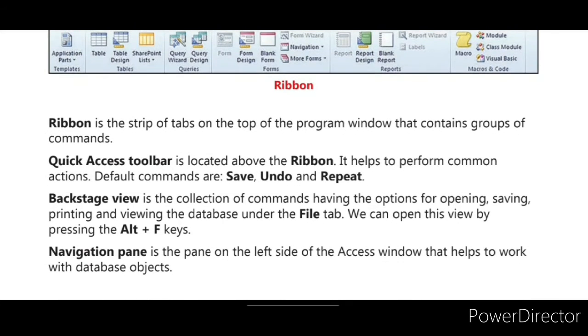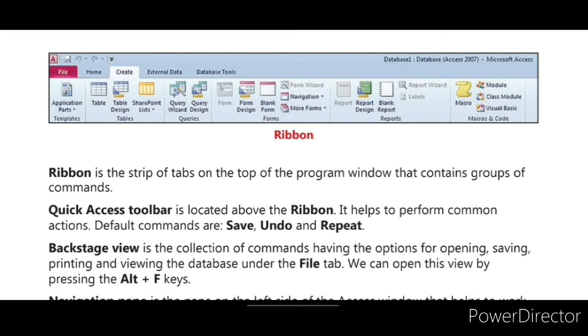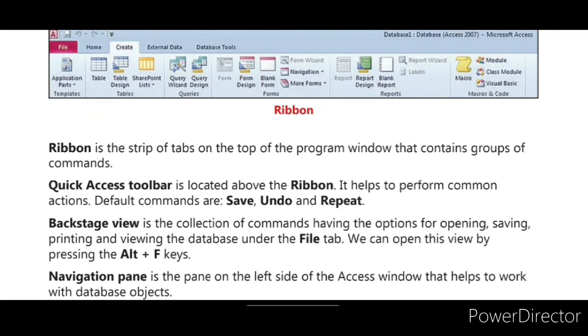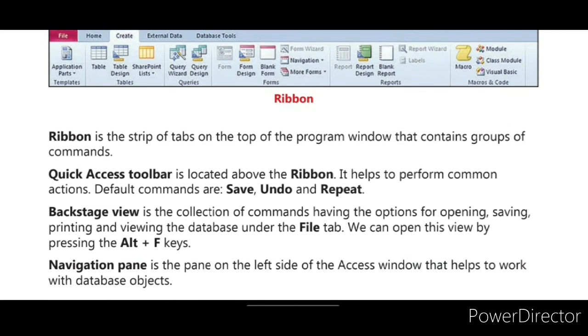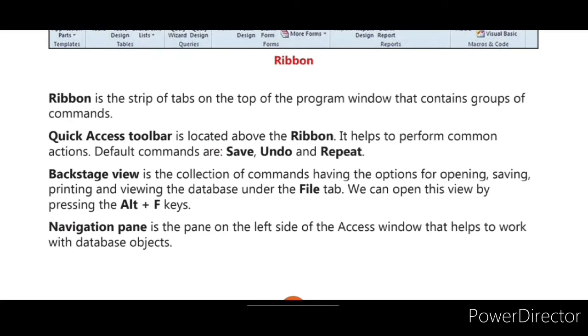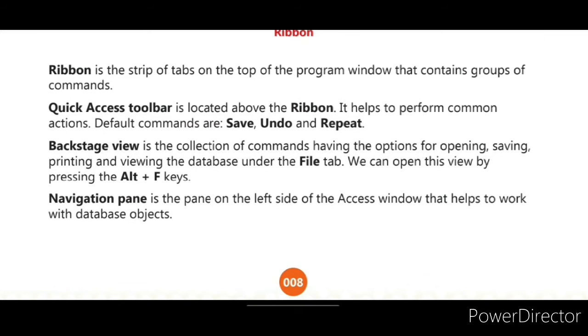Ribbon is present on top of the program window. Quick access toolbar is located above the ribbon. It helps to perform quick actions. Backstage View comes under the file tab, having options like print, view, open and save. Shortcut keys are Alt plus F. What is the navigation pane? It is located on the left side of the Access window, which helps us to work with the database objects.